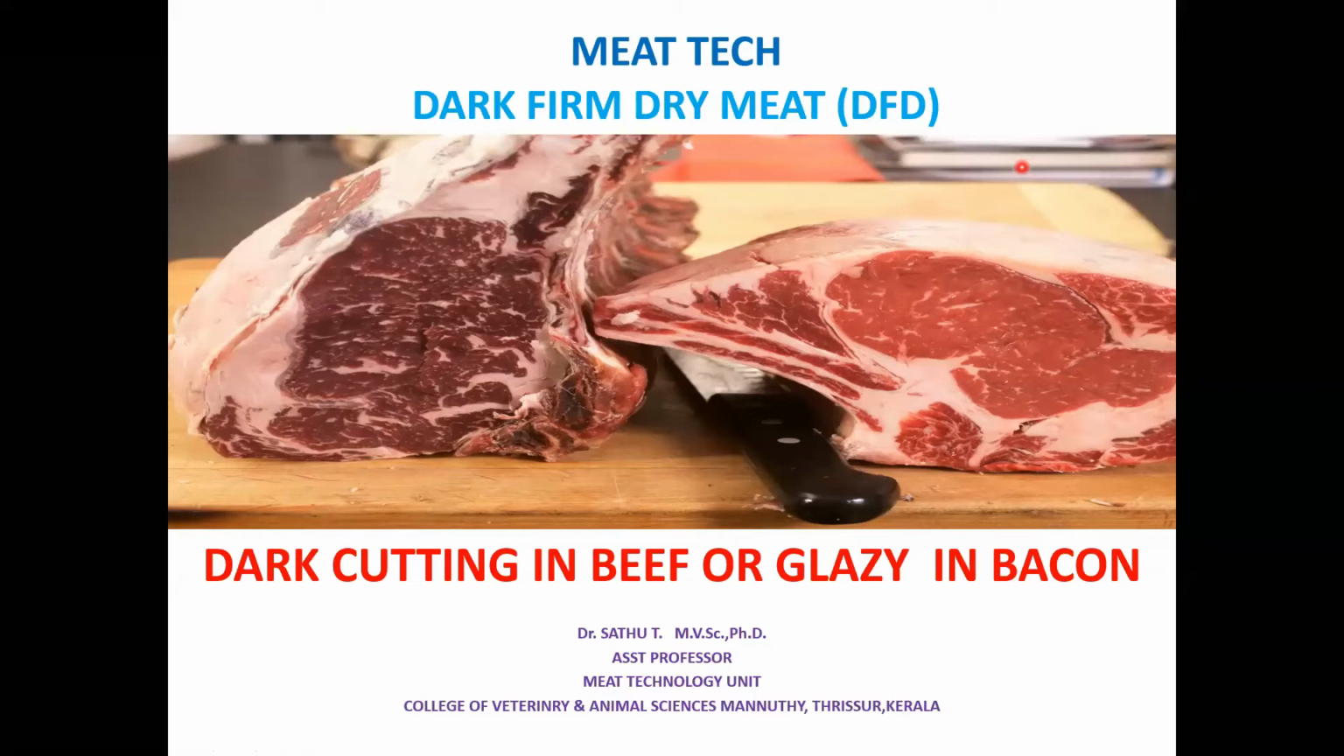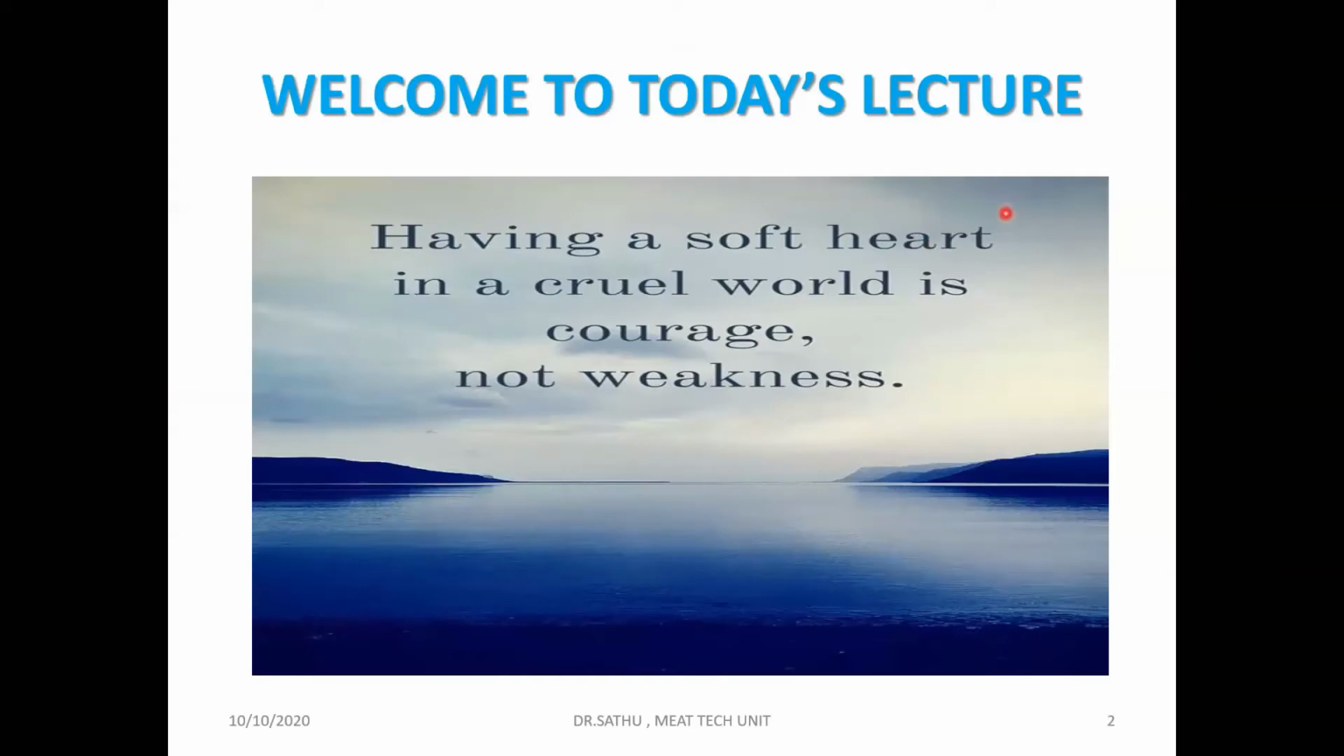In today's lecture, we are going to study about DFT meat, that is dark, firm, dry meat. It is also called dark cutting in beef, or glazy bacon in the case of pigs or pork. In the previous lectures, in the module conversion of muscle to meat, lecture 1, we have seen how glycogen is converted into lactic acid. That is, during anaerobic glycolysis, the glycogen stored in the muscle gets converted into lactic acid.